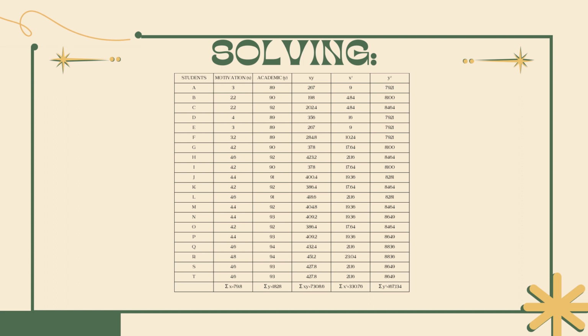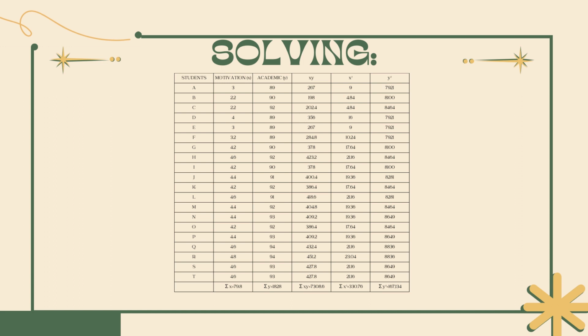Next will be our X and Y. In order to get the answers, we will add up first the answer of the correspondence of each row of both column X and Y. After that, we will now add up all the numbers in the column XY, which has the result of summation of XY equals 7,308.6. Next is our X squared.